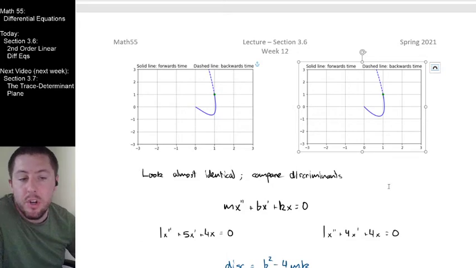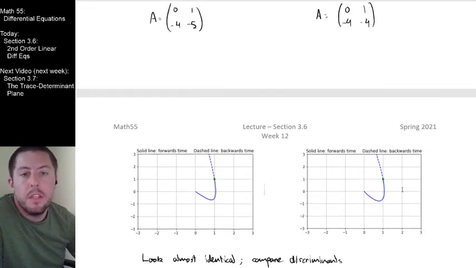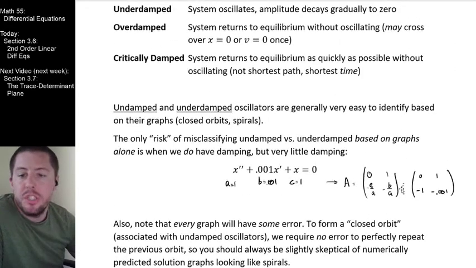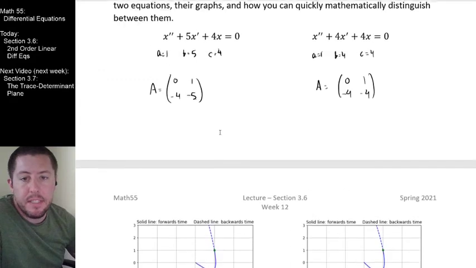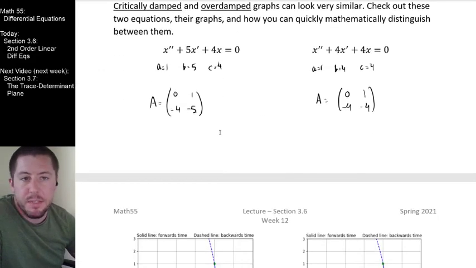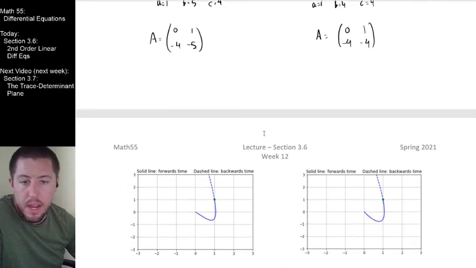You can only see your x and your y components, right? So the point is, can we just use graphs to classify our oscillators? And the answer is sort of, almost, sometimes, mostly. If it's undamped versus underdamped, I mostly can identify those. If I see an obvious spiral, then it's underdamped. If I see an obvious closed orbit trajectory, it clearly has no damping. But this overdamped versus critically damped scenario is really tough to judge.